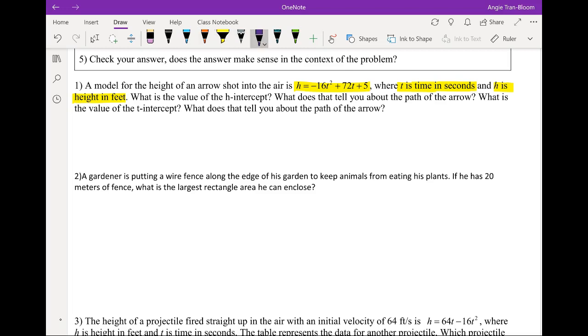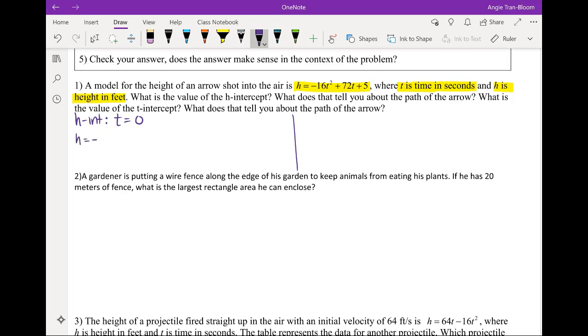So this one has 2 components. I'm going to divide my paper into 2. It says, what is the value of the h-intercept? And tell me about that value. How do we find h-intercept? H-intercept is the same as what intercept? Y. You're right. H-intercept. That means what must be 0? T must be 0. Well, what happens when t is 0?